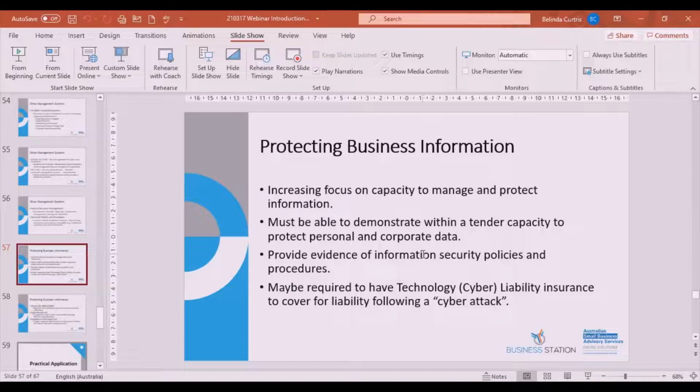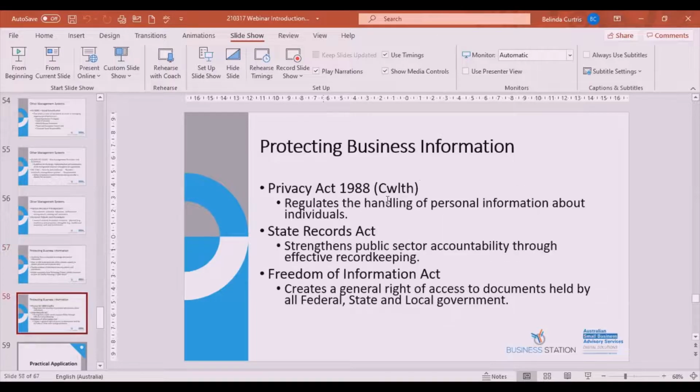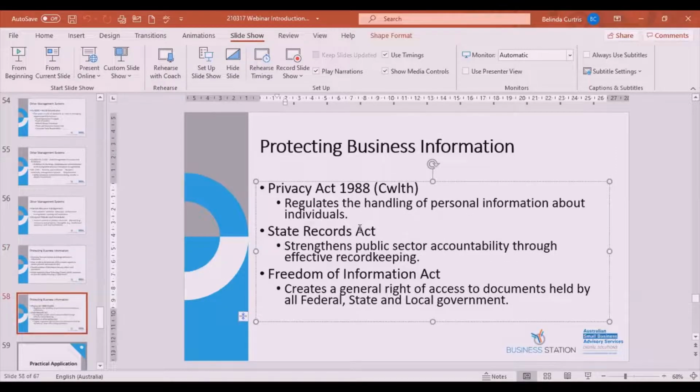So you need to demonstrate that you've got good cyber security and information security management in place, because record keeping and document control is important in government because it is governed by certain legislation. So Privacy Act, particularly where you collect personal information about your customers, and government, whether state, federal or local, have to comply with things like the State Records Act and the Freedom of Information Act. So you may get some questions around your record keeping to ensure that the government agency can fulfil its statutory requirements as well.